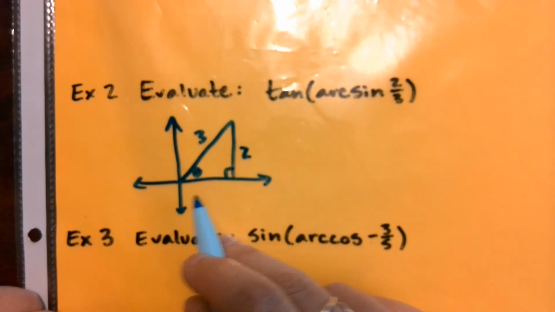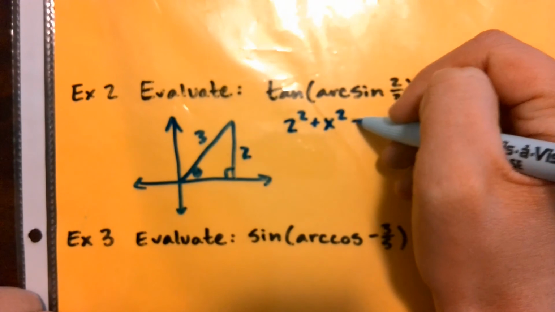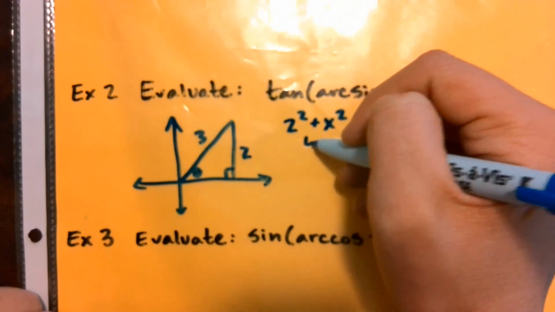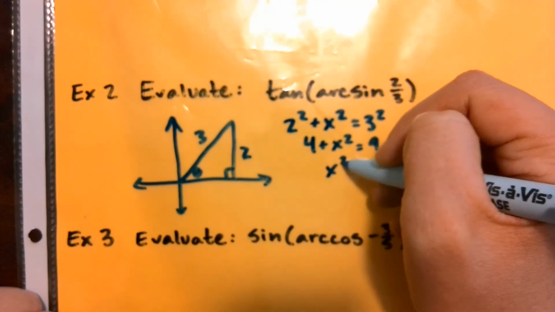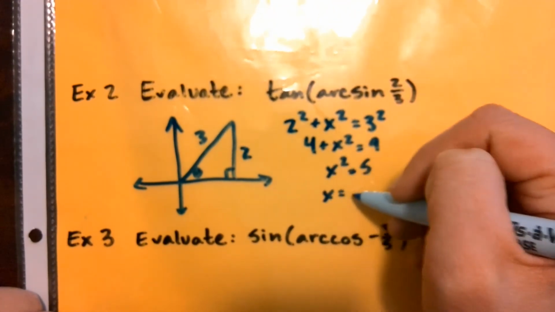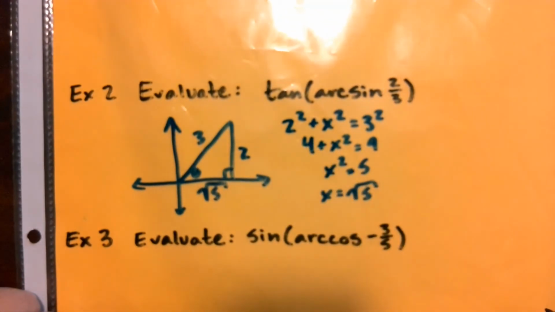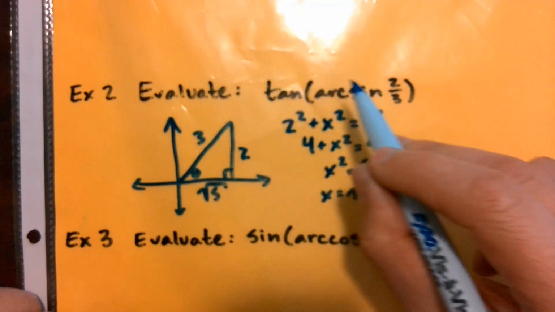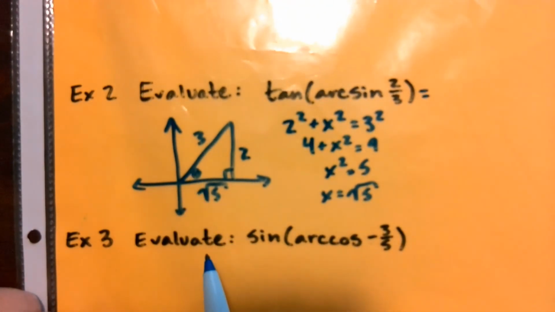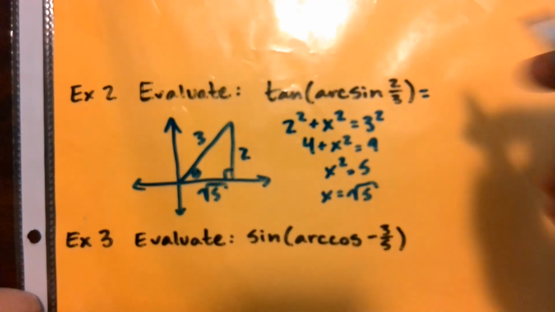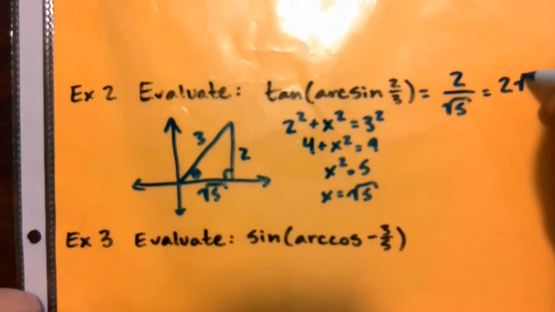So we're solving for that missing side using the Pythagorean theorem. We're going to get radical 5 for that missing side. So now my tangent of the arc sine of 2 over 3 is just going to be tangent of this theta, which is my opposite over adjacent. So 2 over radical 5, which is 2 radical 5 over 5.